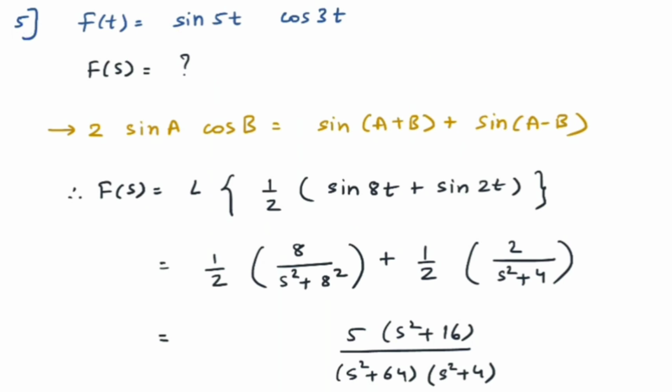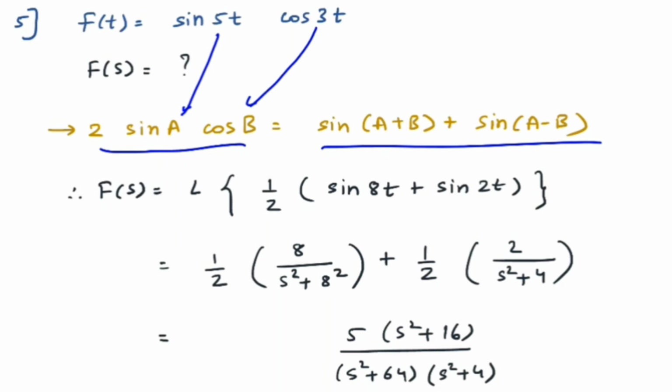How to do that? Make a note: whenever two functions like sin A and cos B are multiplied, or it can be vice versa like cos A and sin B, then you have to use this formula. 2 sin A into cos B is equal to sin of A plus B plus sin of A minus B. Use this identity, where the value of A here is 5t and the value of B here is 3t. Substitute that, so 5t plus 3t would be 8t, and here you can see that 5t minus 3t would be 2t. Now you can split the Laplace because the two functions are in the addition format.